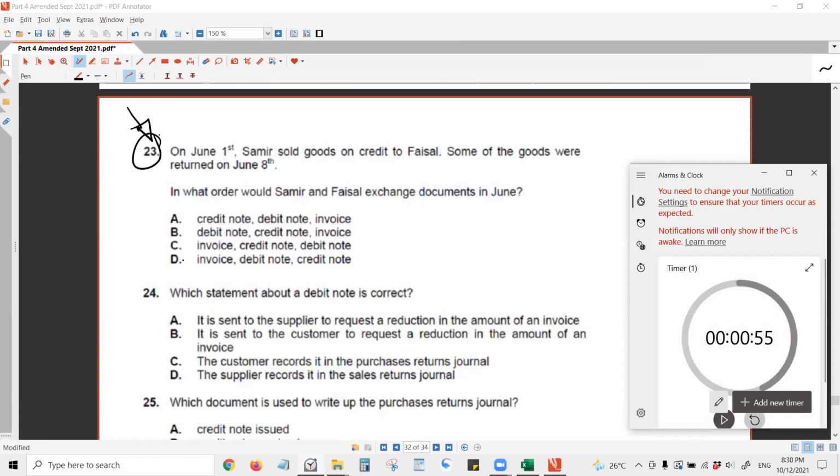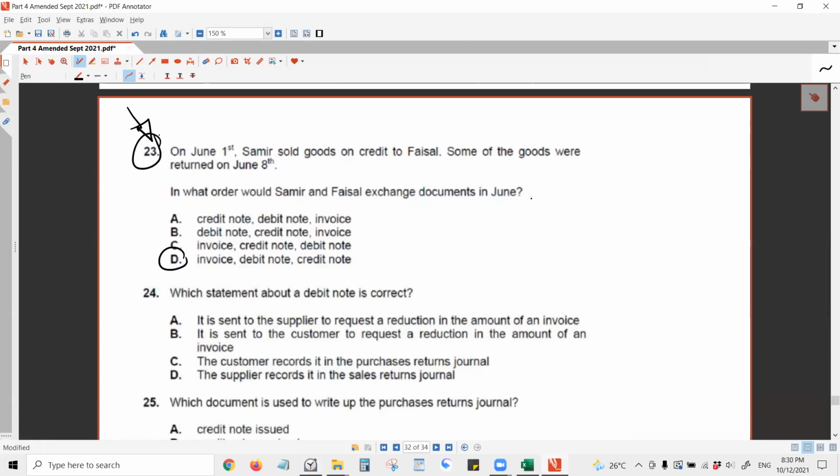So it's one of the simplest questions. It's quite straightforward. So please look carefully. In what order would Samuel and Faisal exchange documents in June? So you have to arrange it in a proper order according to the dates. June 1st, Samuel sold goods on credit. When there is a transaction that's on credit, for sure you will see what document? You will see invoice. So it's either C or D.